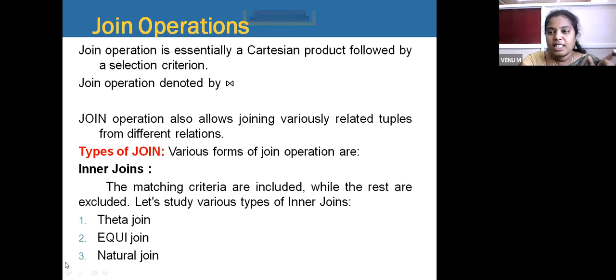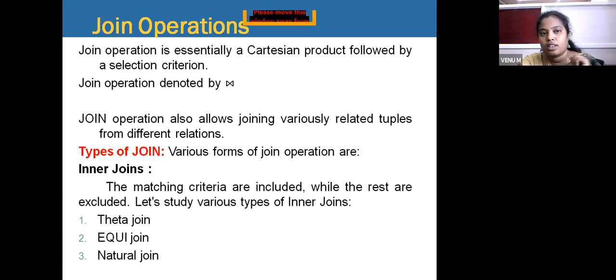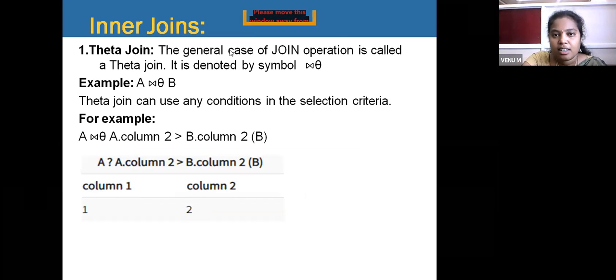It means specific matching criteria will be displayed. The common columns that are there will only be displayed. Natural join means duplication of attributes is eliminated automatically, while all the remaining fields are displayed as output for the natural join. Observe that theta is the general case. We have to give the condition, meaning for column 2 values which are greater than the column 2 values of b, only those can be displayed.